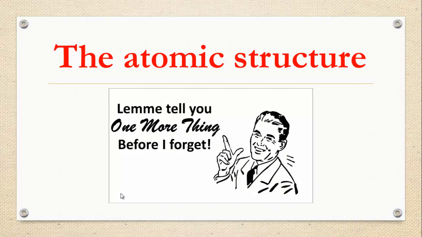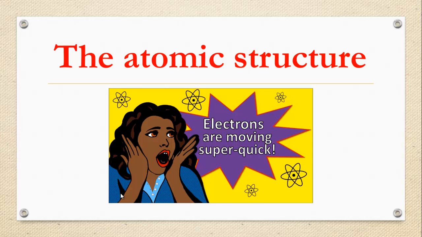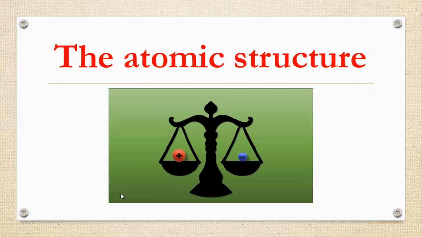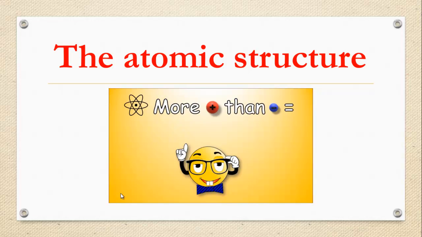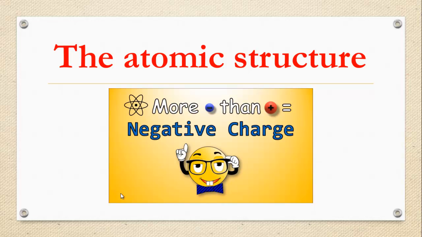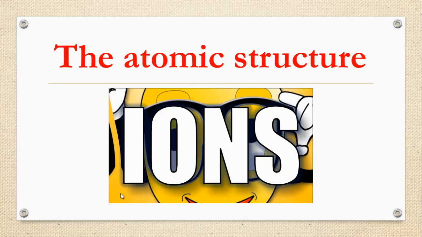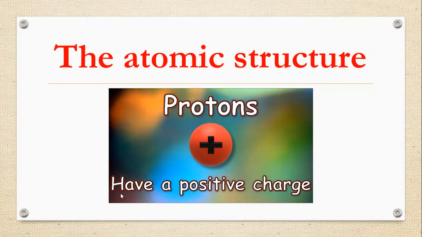If an atom has more protons than electrons, it has a positive charge. If it has more electrons than protons, it has a negative charge. And these are called ions. Protons have a positive charge.